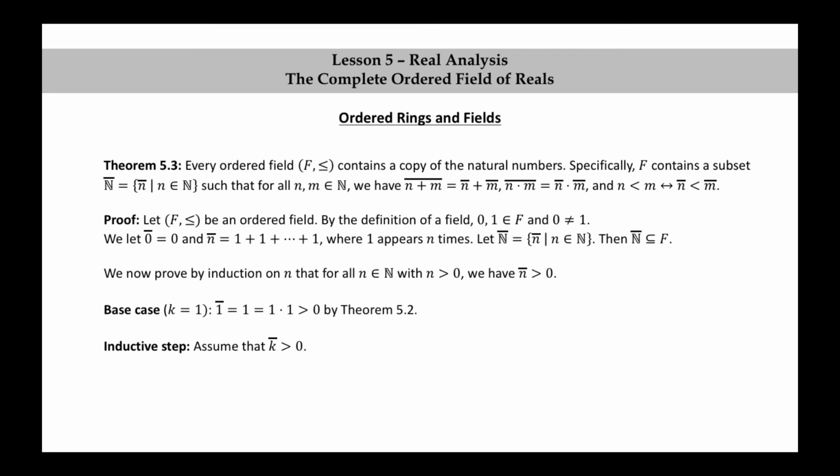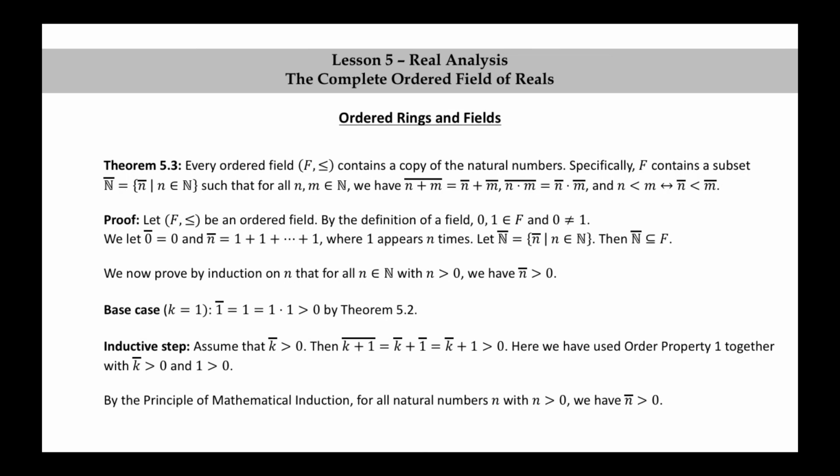Inductive step. Assume that k bar is greater than 0. Then k plus 1 bar is equal to k bar plus 1 bar, which is equal to k bar plus 1, which is greater than 0. Here we used order property 1 together with the fact that k bar is greater than 0 by assumption, and 1 is greater than 0, which we have shown a couple of times already. By the principle of mathematical induction, for all natural numbers n with n greater than 0, we have n bar greater than 0.